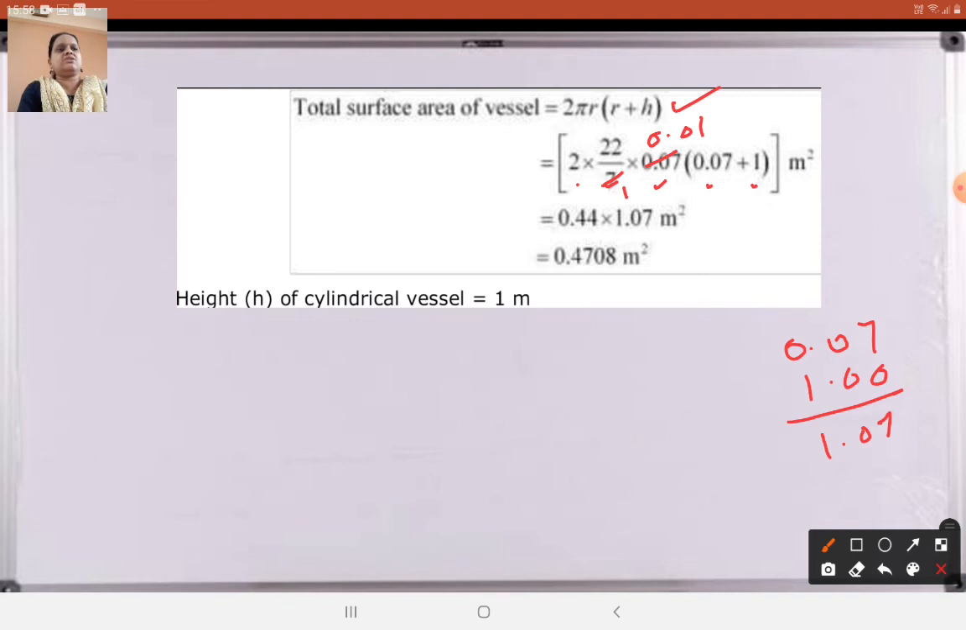So what will be your next step here? 22 twos are 44. Multiply by 0.01. You will get the product as 0.44, multiplied by 1.07. Is it correct? Yes. So 1.07 multiplied by 0.44, and you get the answer. Your answer will be 0.4708.